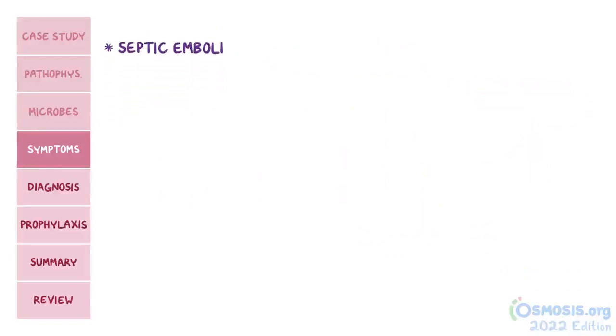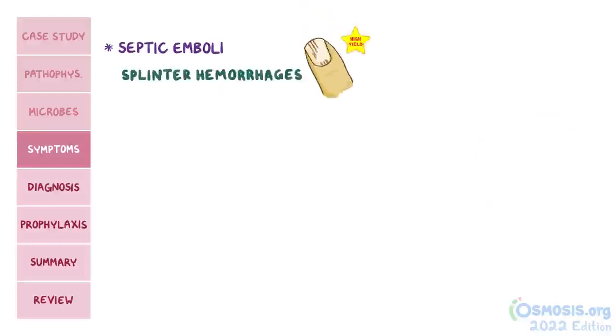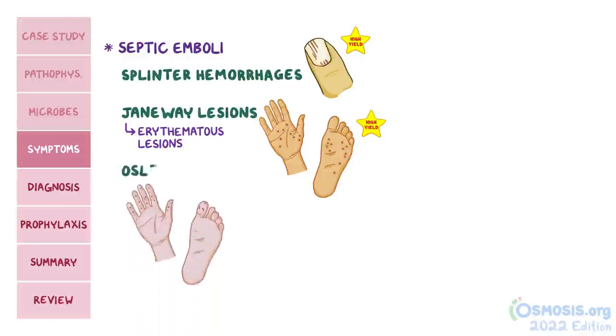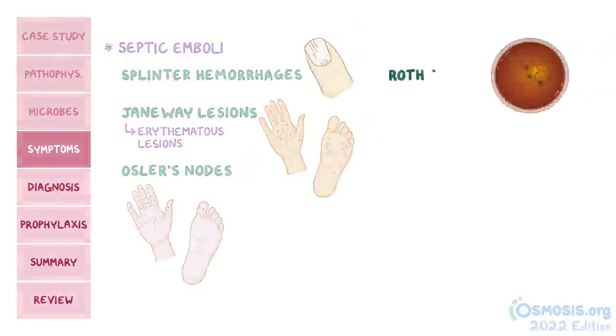Septic emboli can also get stuck under the fingernails, causing splinter hemorrhages, or in the palms and soles of the feet, causing small, painless, flat, and erythematous lesions, called Janeway lesions. The pathogens can also trigger an immune reaction where the antigen-antibody complexes that form can deposit in different parts of the body. In the fingers and toes, these complexes can lead to painful red raised lesions called Osler's nodes. In the eye, these deposits can lead to Roth spots.